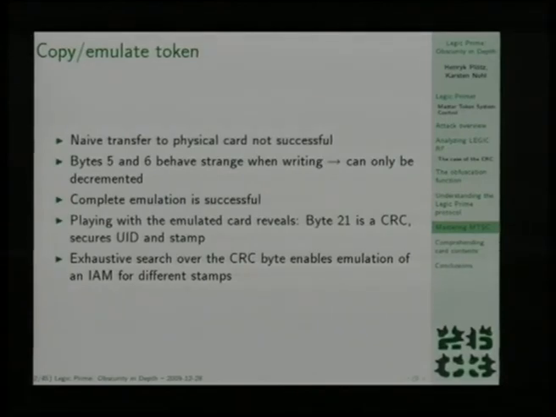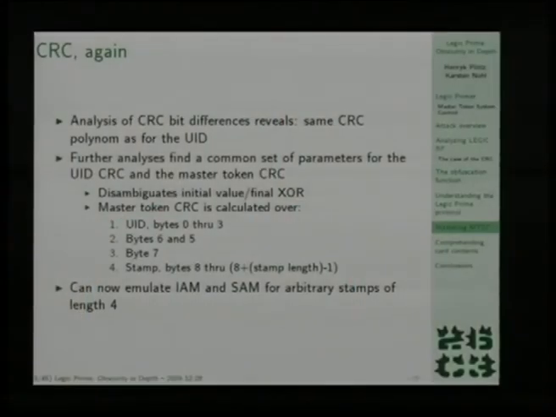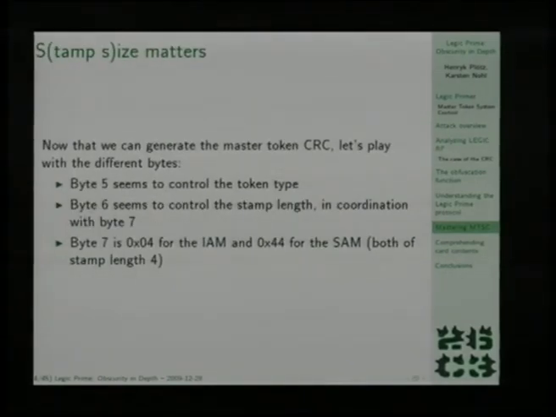The last byte, as I said, the byte 21, turned out to be a CRC, and as I said again, there are very few parameters to a CRC. By playing around with these parameters, I found a common set of parameters that works for both the UID CRC and the master token CRC. So now I can calculate the master token CRC and can of course create arbitrary master tokens with arbitrary contents. I just don't know yet what these contents would mean, which I'm going to play around with again.